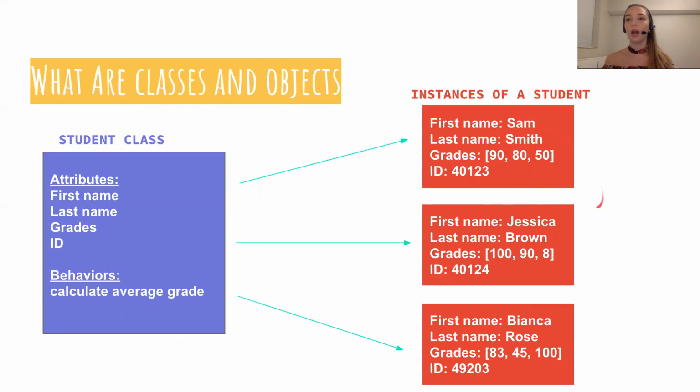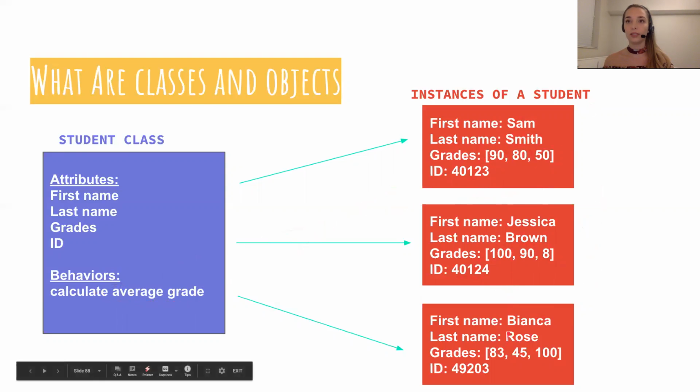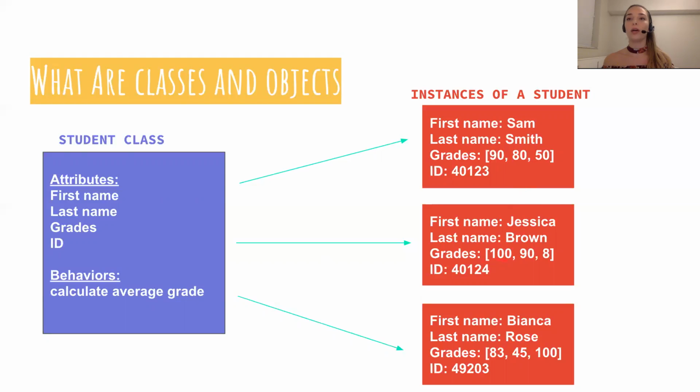So you can have as many objects as you want, and for each one of them you can calculate the average grade. Obviously when we calculate the average grade for Sam, we'll be using Sam's grades and not any of the other instances to make that calculation. Same thing with Jessica Brown. We'll calculate the average of 198 in her case if we try calculating her average grade.